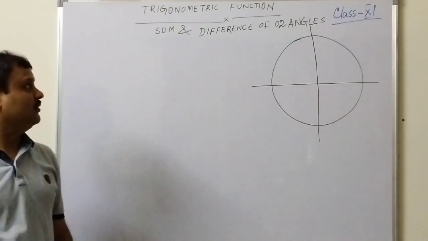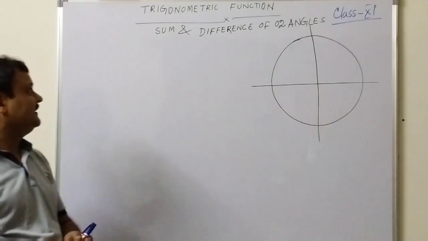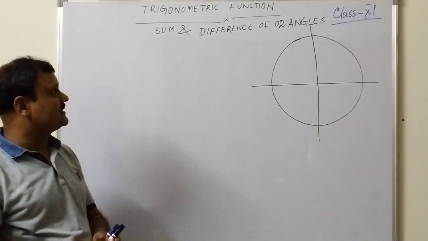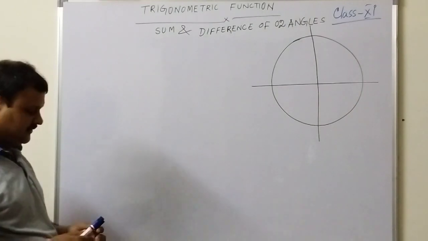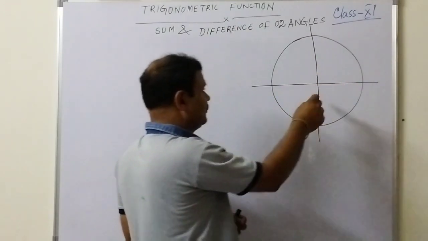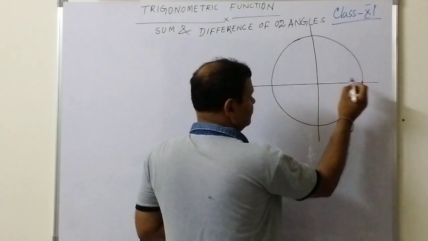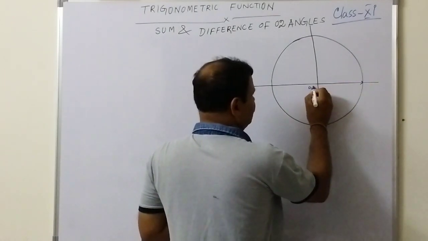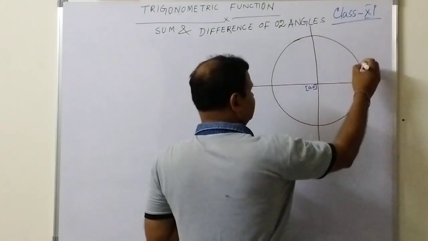Hello students, today we will discuss the trigonometric functions of Class 11 CBSE, and the sum and difference of two angles. How to find out the values, right? So this is a circle basically. Suppose one of the rays, this is a ray and it is the 0 point, the initial starting point, and it is rotating around this one.